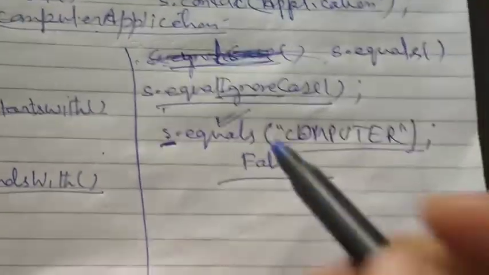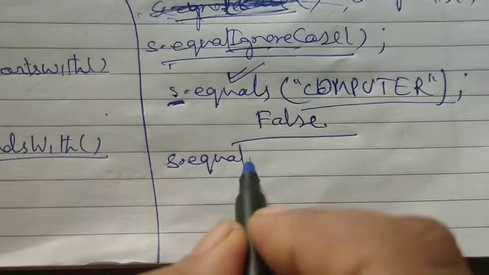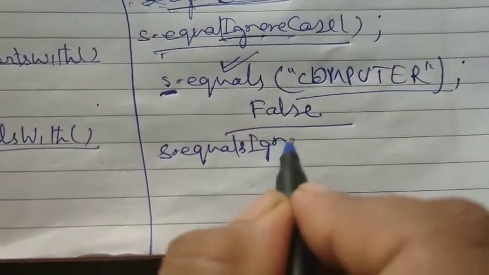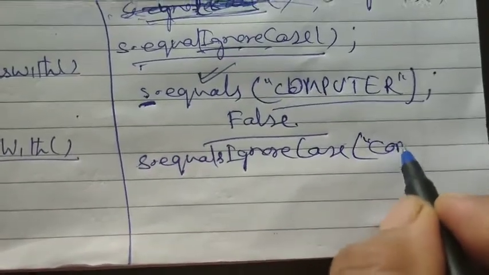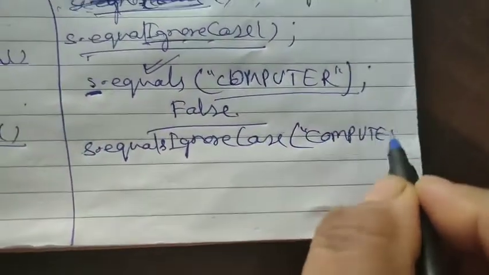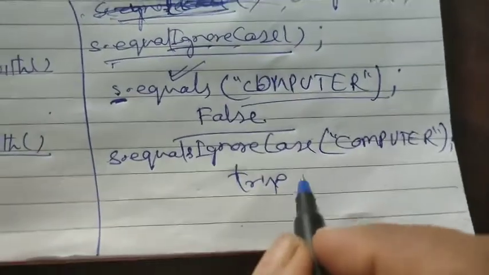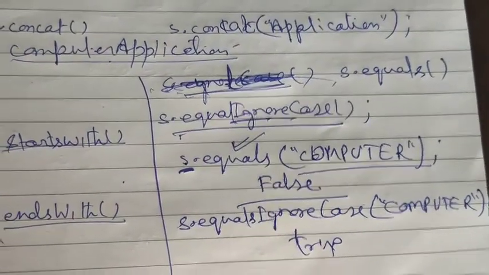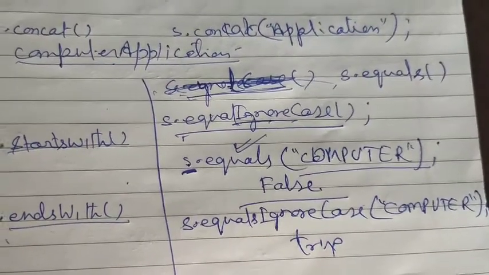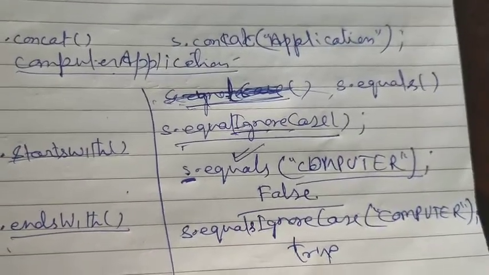case sensitive. But the moment I use s dot equalsIgnoreCase with computer and COMPUTER in capital letters, then it will give me the value true. Why is it giving me true? Because this is just ignoring the case, capital letter and small letter. It will not check for that, it will check only the contents. This one is computer and that one is computer, so it will give me the correct value, that is true.